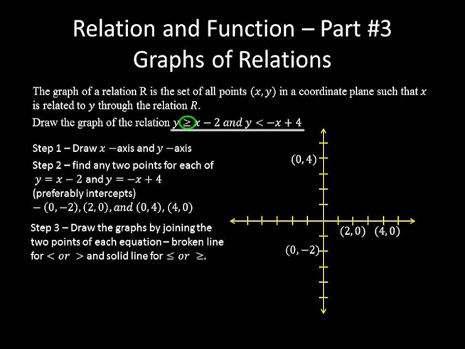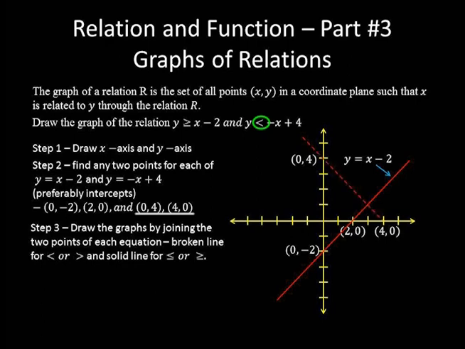The first inequality is greater than or equal to. So we have to draw a solid line that passes through the intercepts 0 comma negative 2 and 2 comma 0. These are the intercepts of the first equation. The name of this straight line is y equal to x minus 2. The second inequality is less than. The intercepts we found for this inequality are 0 comma 4 and 4 comma 0. We have to draw a broken line that passes through these two intercepts and name this broken line y equal to negative x plus 4.